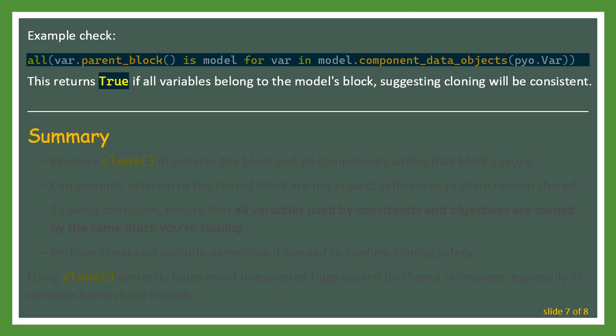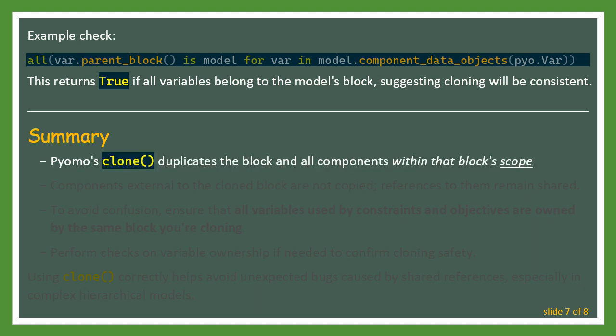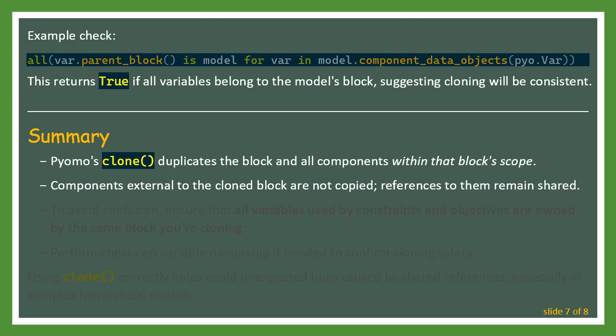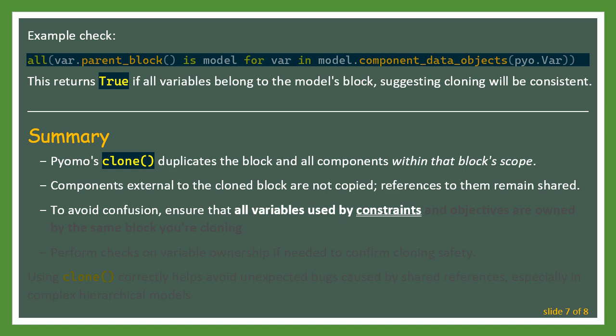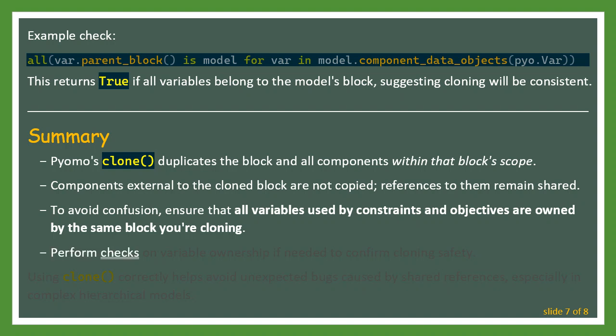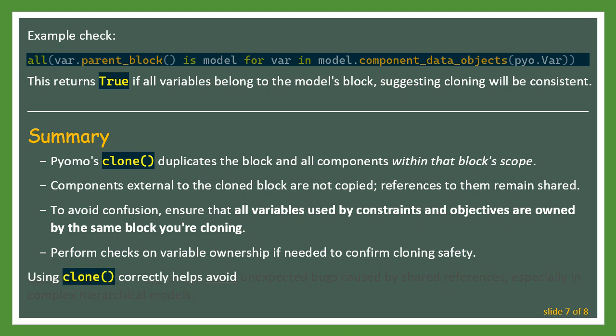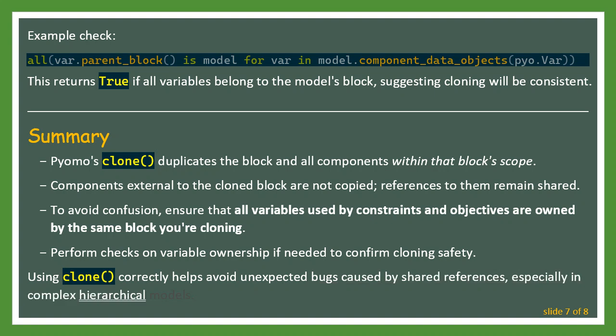Summary. Pyomo's clone duplicates the block and all components within that block's scope. Components external to the cloned block are not copied; references to them remain shared. To avoid confusion, ensure that all variables used by constraints and objectives are owned by the same block you're cloning. Perform checks on variable ownership if needed to confirm cloning safety. Using clone correctly helps avoid unexpected bugs caused by shared references, especially in complex hierarchical models.